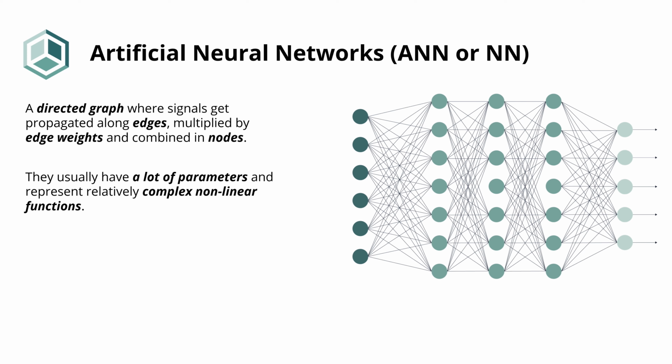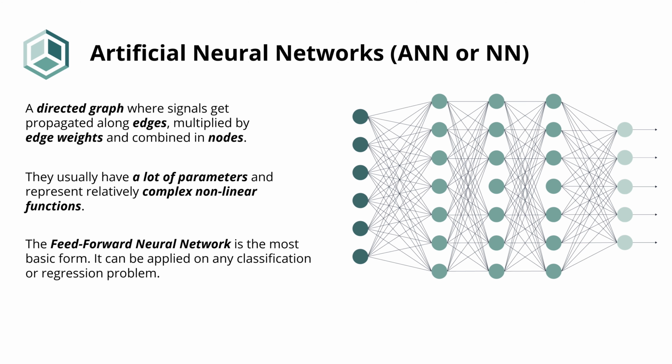However, this number of parameters allows them to represent a very rich set of complex functions, which enables them to be very useful for solving many hard problems in machine learning. What we see here is the most basic form of neural network, called a feed-forward neural network. We will see two additional categories of neural networks, which are still built from simple computational nodes, but the nodes are connected to form a slightly different structure.